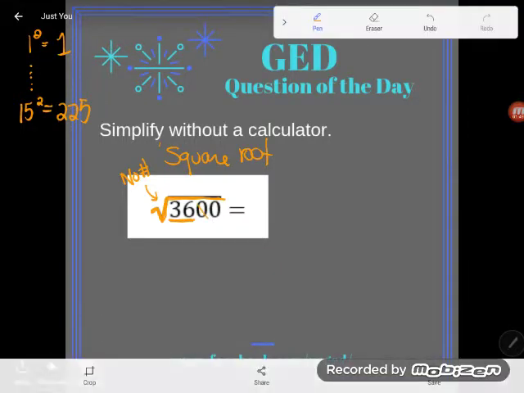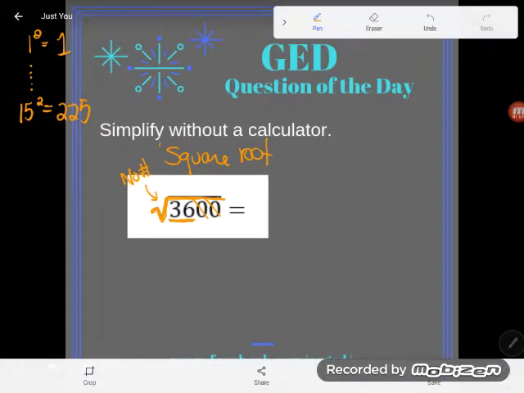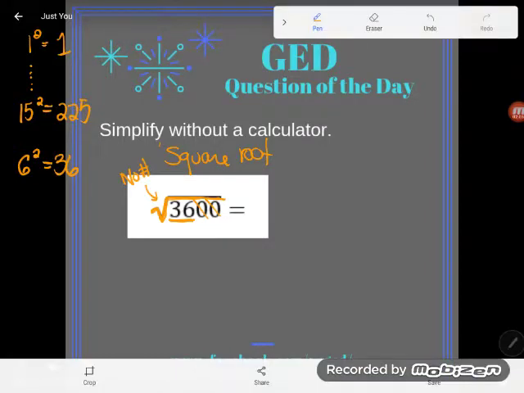Ignore the zeros for me for a second. Take a look at 36, guys. 36 is a perfect square. I know I could make 36. What number times itself is 36? It's 6, of course. 6 times 6 is 36. And you might say, well, Kate, that isn't 36. It's 3,600. True. And that means that I had some round numbers going on.